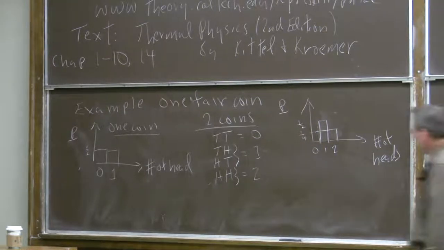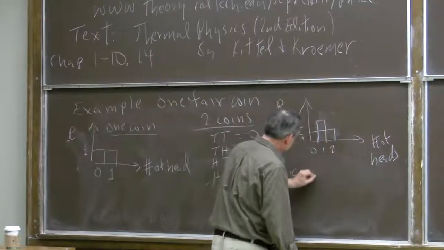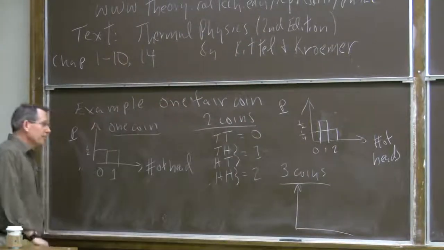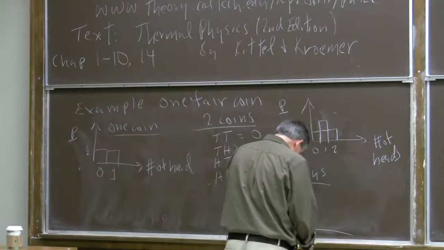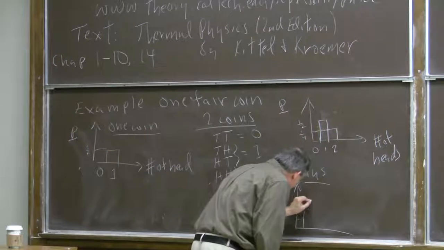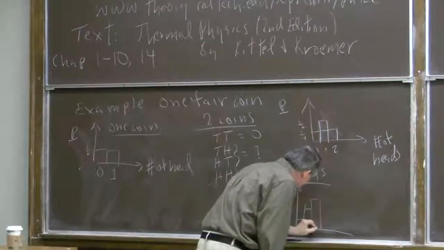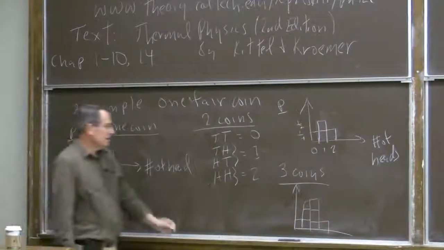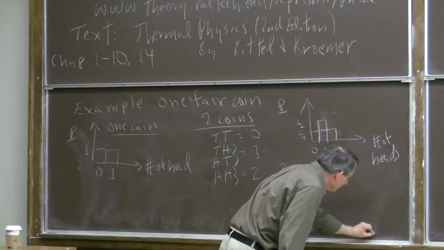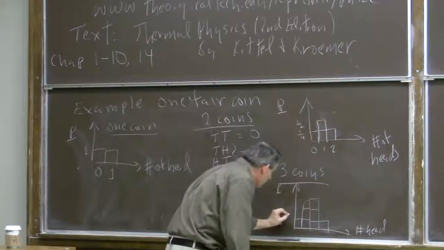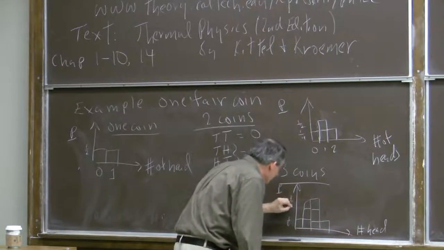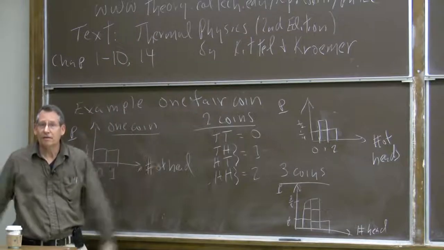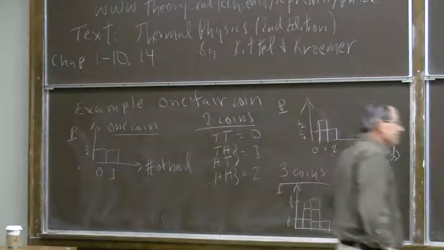If I consider 3 coins, there are 8 possible outcomes when I flip a coin 3 times. If it's a fair coin, then there are actually 3 ways of getting 1 heads, 3 ways of getting 2 heads, 1 way of getting 3 heads, 1 way of getting 0 heads. The probability distribution looks like this, where these probabilities are 1/8 and these are 3/8. All right? So now I'm going to imagine I flip n coins, and n is a large number. 1, 2, 3, many.